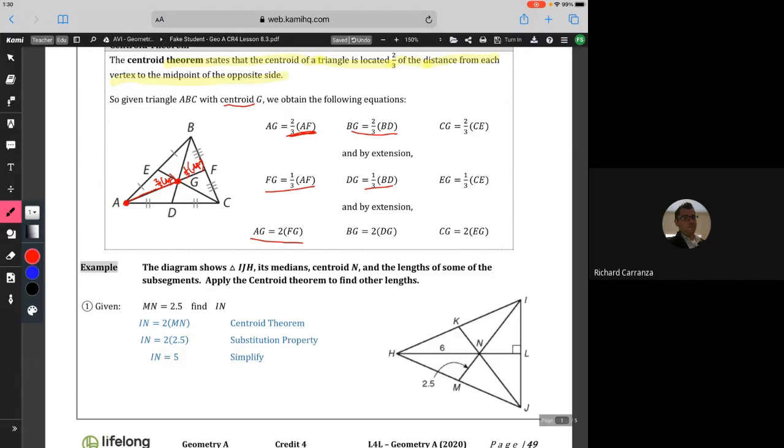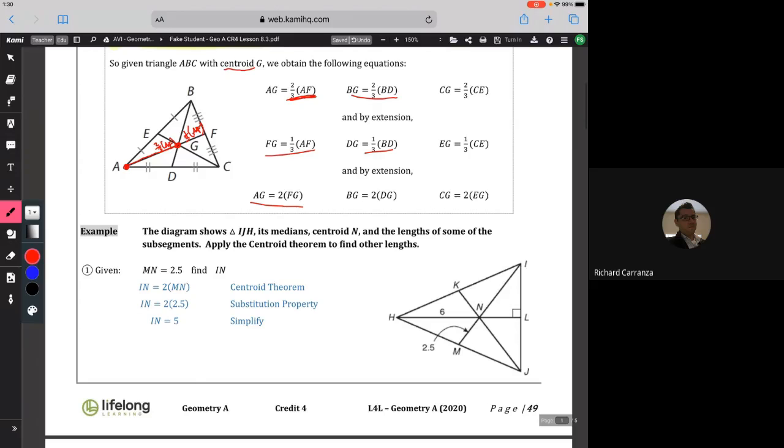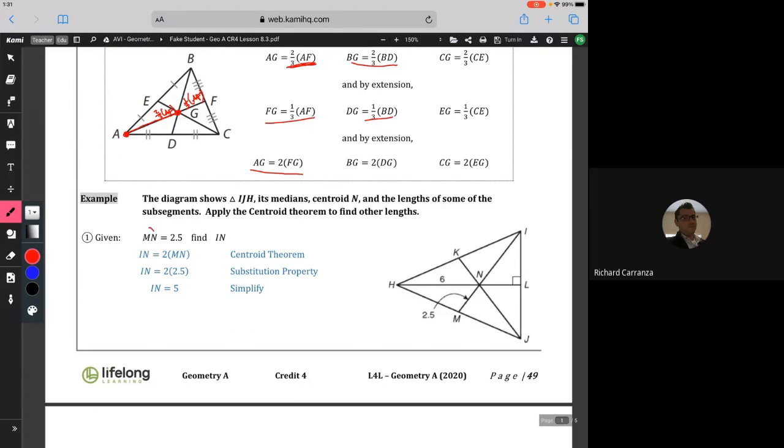They're either going to be 2/3 or 1/3. The biggest piece is 2/3 of the whole segment, and the smaller piece is 1/3 of the whole segment. They give you an example in here. So look, MN is 2.5. Find IN.